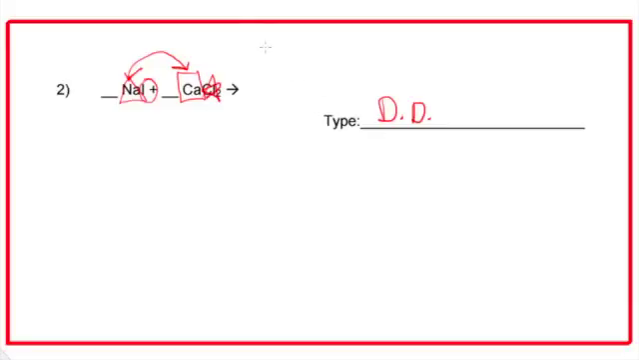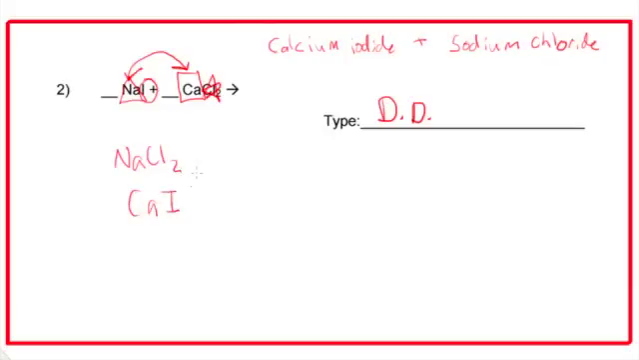Step 2 would be to predict the products here. So I'm going to end up, I had sodium iodide, I'm now going to end up with, not sodium, calcium in its place. So I'm going to have calcium iodide, and I'm going to have sodium chloride. Now the reason I write the names first is because if I just switch places, I'm going to end up with NaCl2 and CaI. Now watch what happens.